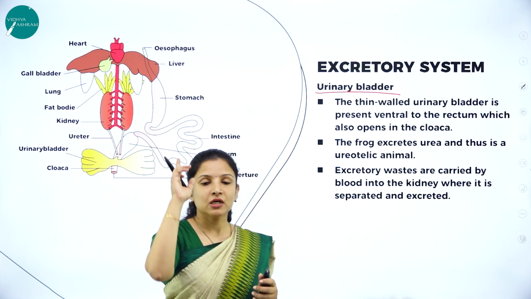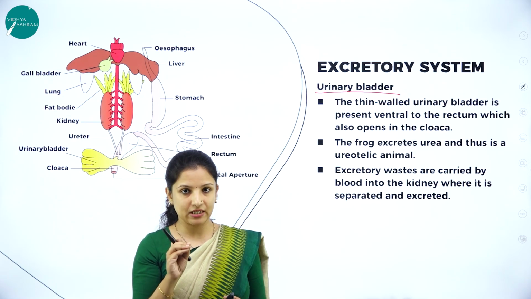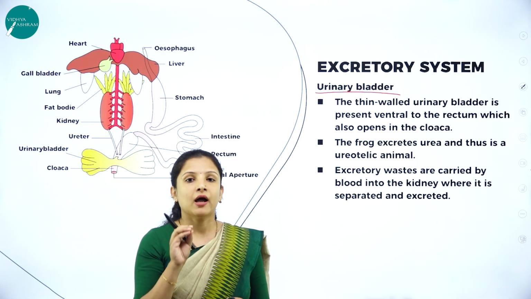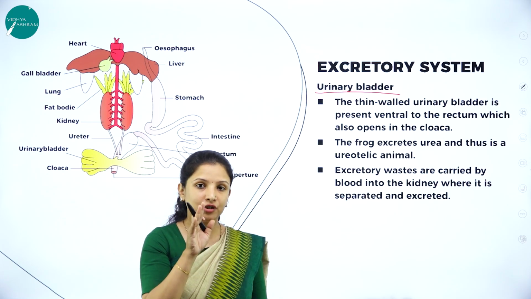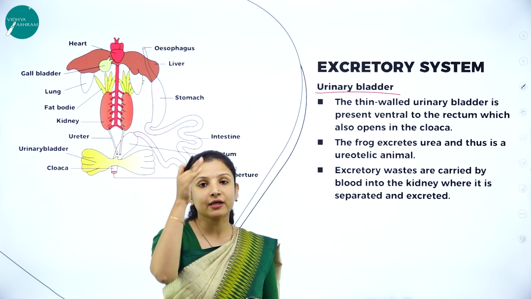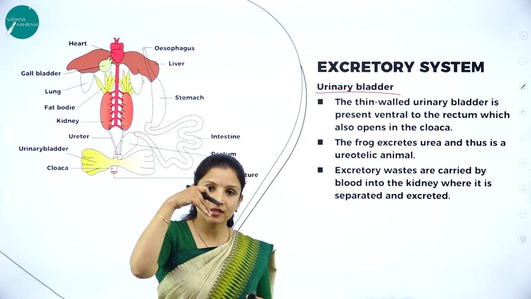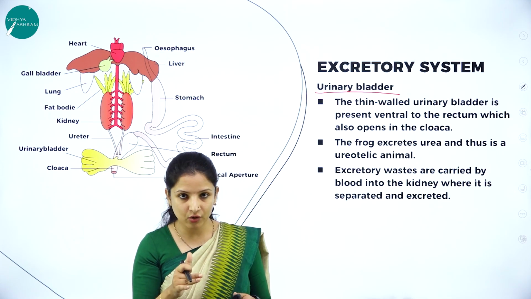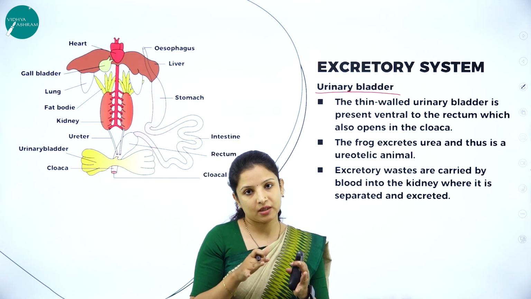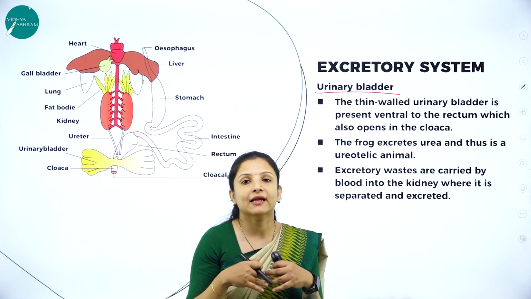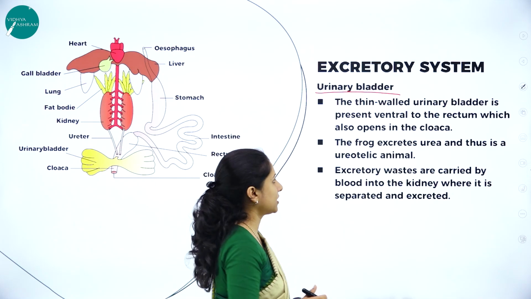So don't get confused. In the kidney, there are multiple structural units called nephrons, and these nephrons filter the urine, and that concentrated urine passes through the ureter, the tube-like structure. It enters into the cloaca. From the cloaca, it gets stored in the urinary bladder. From the urinary bladder, whenever it gets full, it moves into the cloacal aperture and then comes out. So that is how it works.